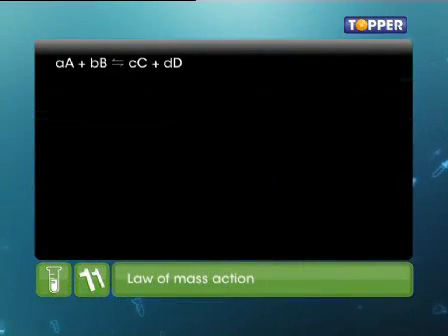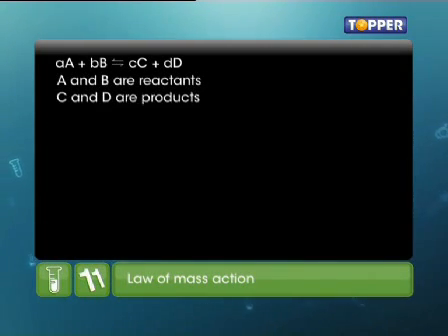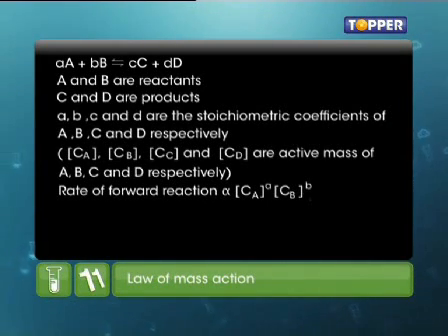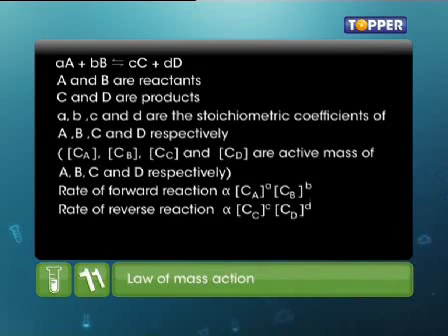If we apply this law of mass action to a reaction shown at equilibrium where capital A and B are reactants, capital C and D are products, small a, b, c and d are the stoichiometric coefficients of capital A, B, C and D respectively, the rate of forward reaction will be proportional to the product of active mass of A raised to the power small a and active mass of B raised to the power small b. The rate of reverse reaction will be proportional to the product of active mass of C raised to the power small c and active mass of D raised to the power small d.